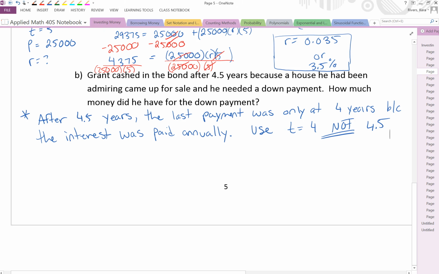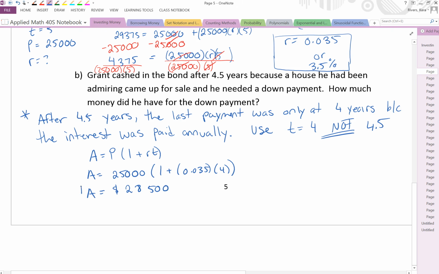Once you do that, then you can go ahead and use your A formula again. We want to use this one this time, P(1 + RT). So our future value would be our 25,000 times (1 + 0.035 times 4). Punching all of that into our calculator, we get a value of $28,500. So that's the amount that would be available to him, his principal plus the interest for 4 years, to be able to cash that out and use for a down payment.